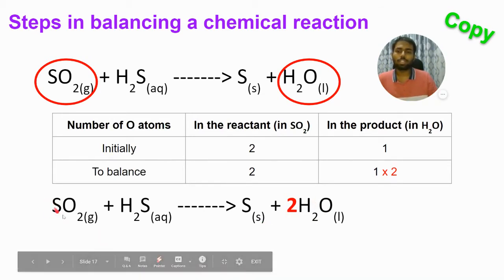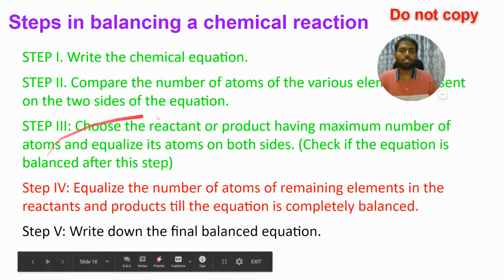यहाँ पे एक सल्फर का एटम है, यहाँ पे एक सल्फर के एटम को दो सल्फर के एटम हो गए, एंड राइट साइड में सिर्फ एक ही सल्फर का एटम है. सो अभी तक ये इक्वेशन बैलेंस नहीं हुआ है. ओके, सो थर्ड स्टेप इज डन.